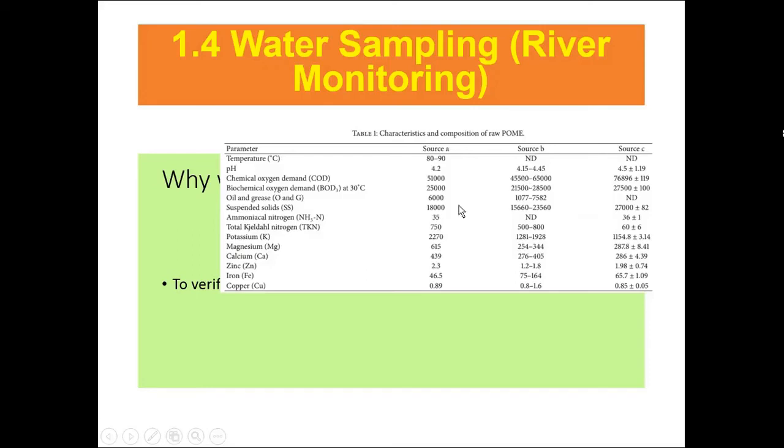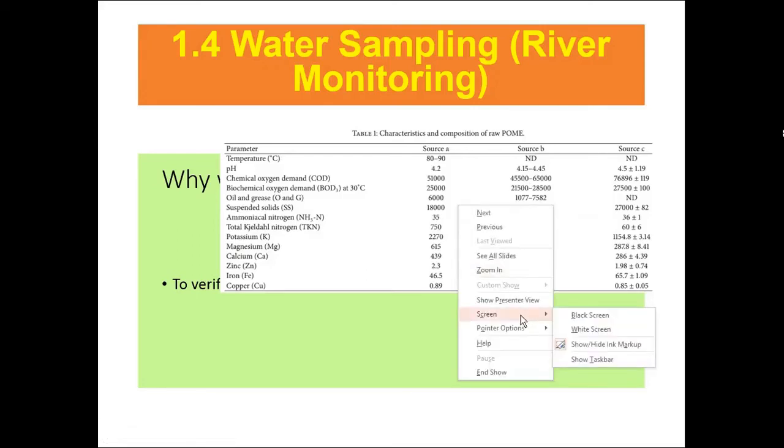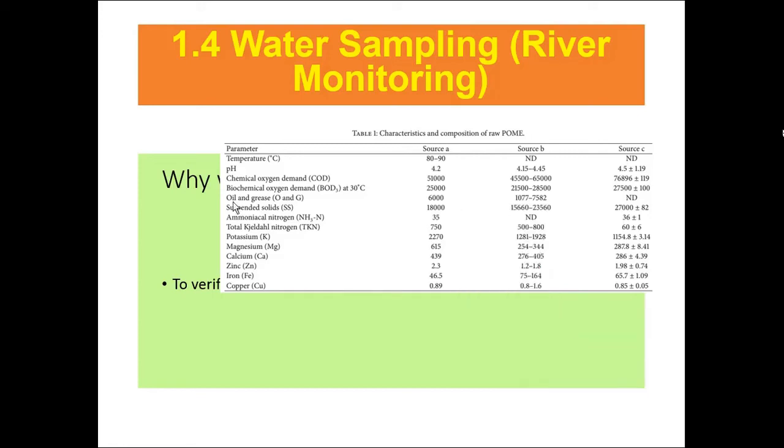So from that you know, you need to study first what standard parameters you are required to measure for that certain industrial activity. For the palm oil mill effluent, these are the standard common parameters that you need to measure: pH, COD, BOD, ammonia. They also have certain heavy metals here: magnesium, calcium, zinc, iron. So that's why you need to know. The first thing for water sampling, you need to know what parameters you need to measure.